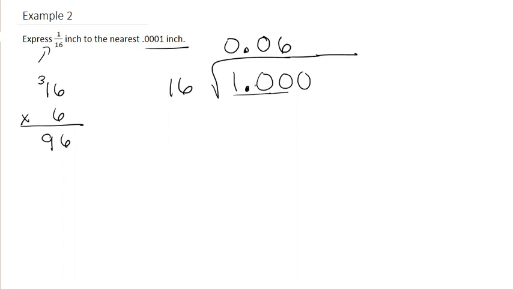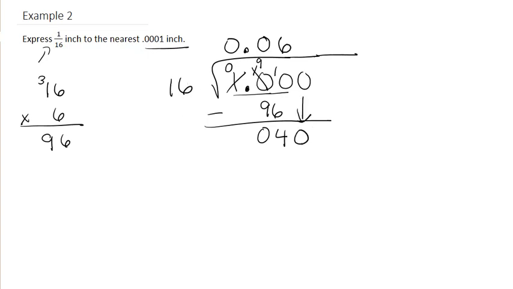So 16 times 6 is 96. We're going to subtract, and we can't do 0 minus 6. So we need to borrow all the way from this 1 to this 0, and this becomes a 10. And then we need to borrow from here, so that becomes a 9 and this becomes a 10. So 10 minus 6 is 4. 9 minus 9 is 0. So now the next thing we do is bring down that next 0.